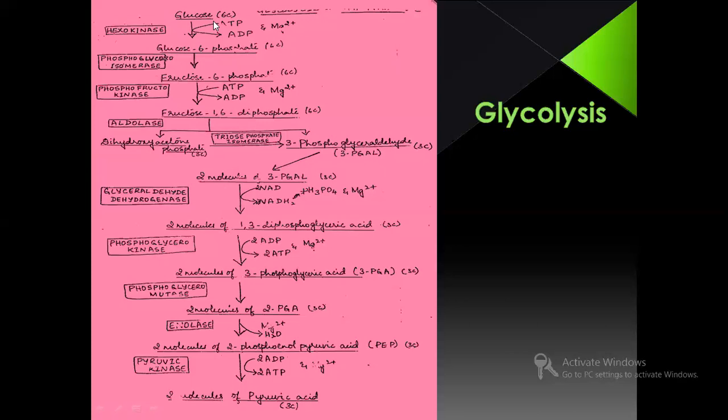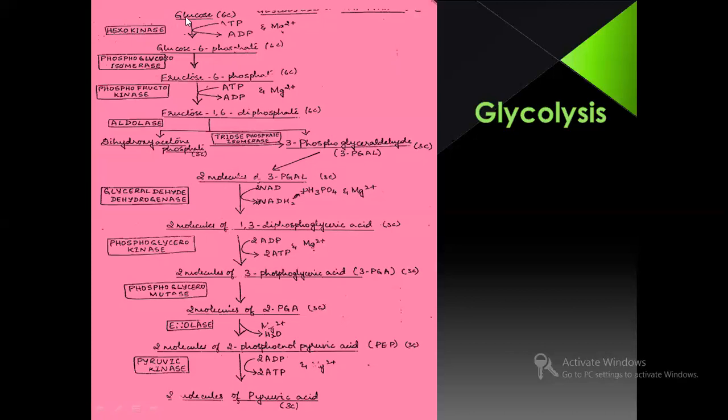So the initial molecule is your glucose. 6C indicates 6 carbon. So glucose undergoes phosphorylation. Phosphorylation is a process of adding a phosphate. So glucose undergoes phosphorylation in the presence of an enzyme, that is hexokinase. Structures that are written inside the blocks represent the enzyme.